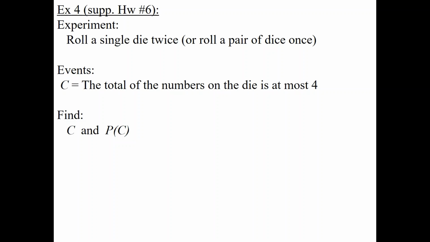Okay, so another event. The total of the numbers on the die is at most 4. At most means 4 or less. So we have to write down all the outcomes where the total is 4 or less. Okay, total 4. Here's one way. Here's another way. And here's another way. And I think these are all the ways where the total is 4. How about total less than 4, like 3? If the total's 3, here's a way where the total's 3. Here's another way where the total's 3. Those are the only ways the total is 3. How about total 2? Like this. And you can't have a total less than 2, so that's it.